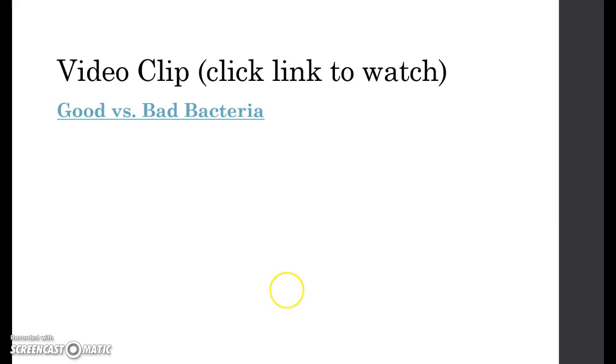Now we need to watch the video link to get a better understanding of the whole good versus bad bacteria. We always assume that bacteria are bad for us and that we need to get rid of them, but that's not always the case. There are some bacteria that are actually helpful to humans and organisms, and we actually need them around. So let's take a look.